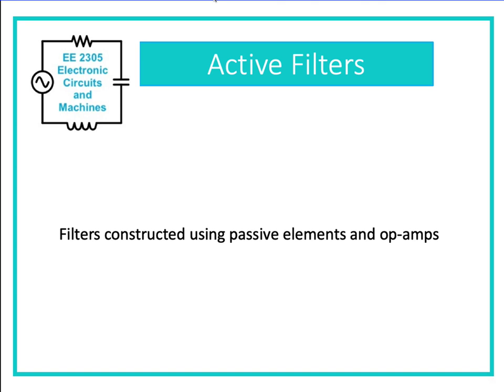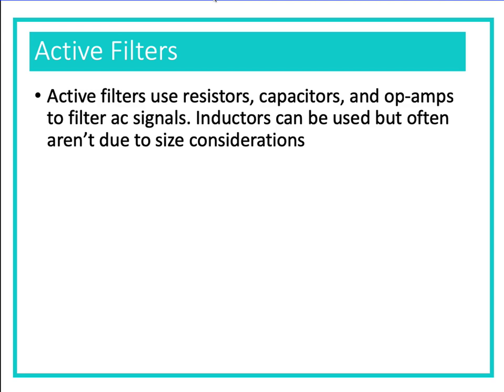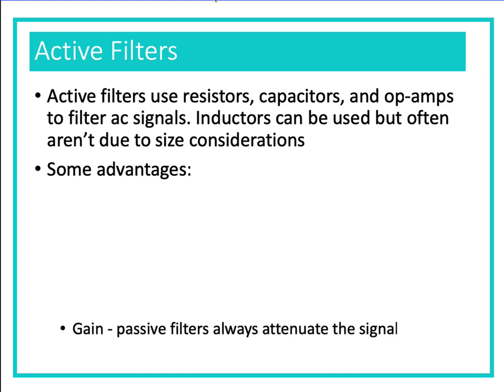The last part of our discussion on filters concerns active filters. Active filters are created using passive elements as before and op amps. We can use inductors. We don't often because they're big and bulky, and op amps are small. And one of the nice things about active filters is they don't have a great deal of size. So, advantages we have when we deal with active filters.